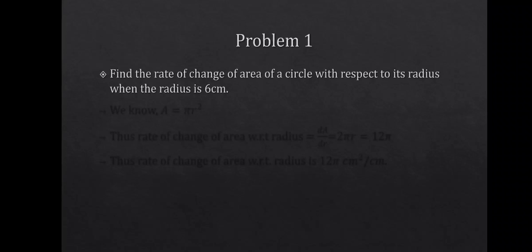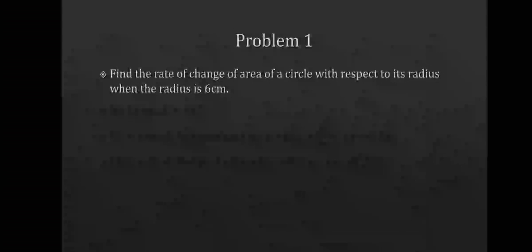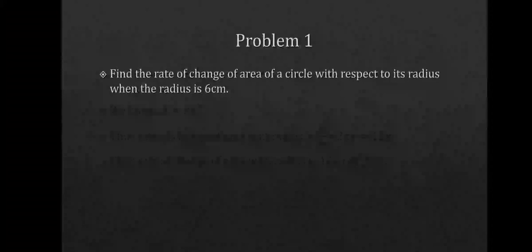The question asks, find the rate of change of area of a circle with respect to its radius when the radius is 6 centimeter. So let us understand what is given. I am asked to find out the rate of change of area of a circle with respect to the radius when the radius is 6 centimeters. So let us start off. What is the area of a circle first? It is pi r square.